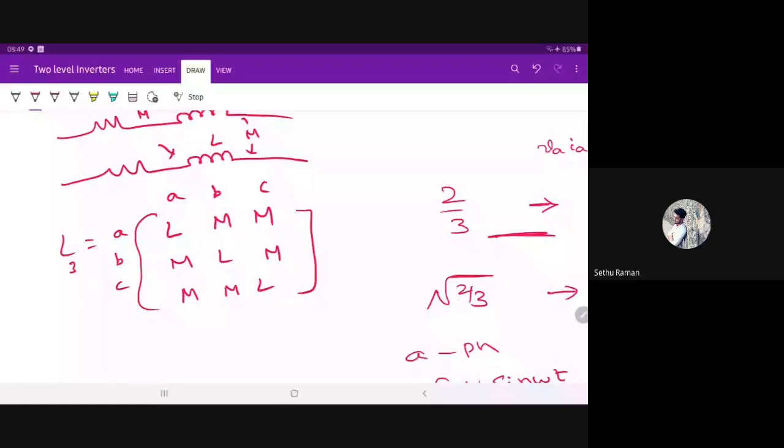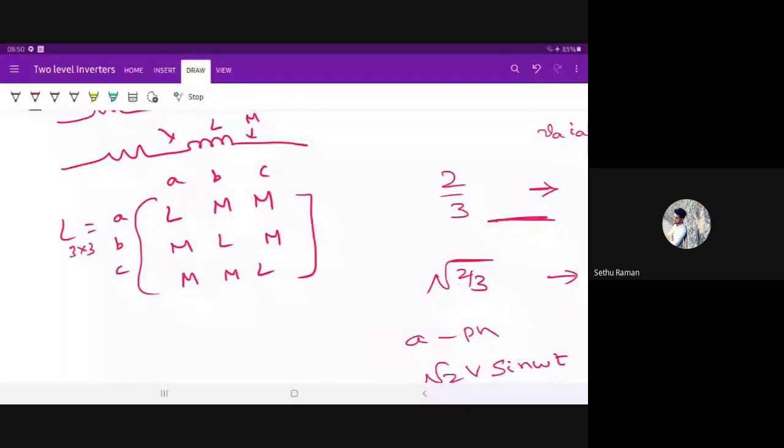Agree? Do you have any doubts on this? No, sir. Right. So this is the inductance matrix.